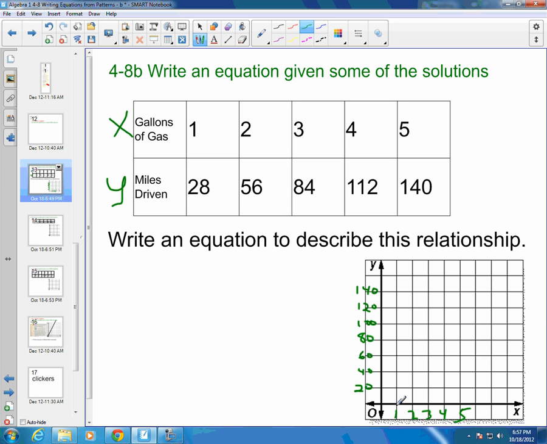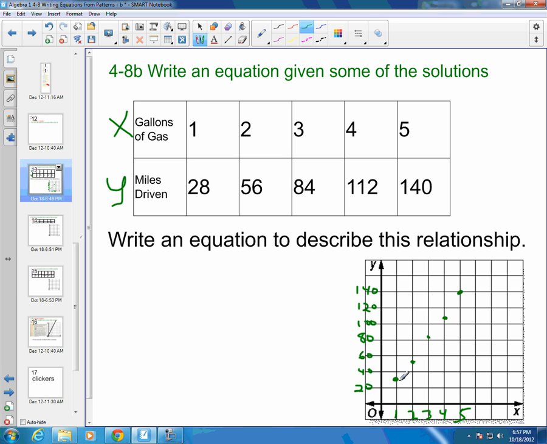points. So at 1, I should be at 28, so 28 should be somewhere in here, right? And at 2, I'm at 56. 56 is somewhere in there. At 3, I'm at 84. At 4, I'm at 112. And at 5, I am at 140.